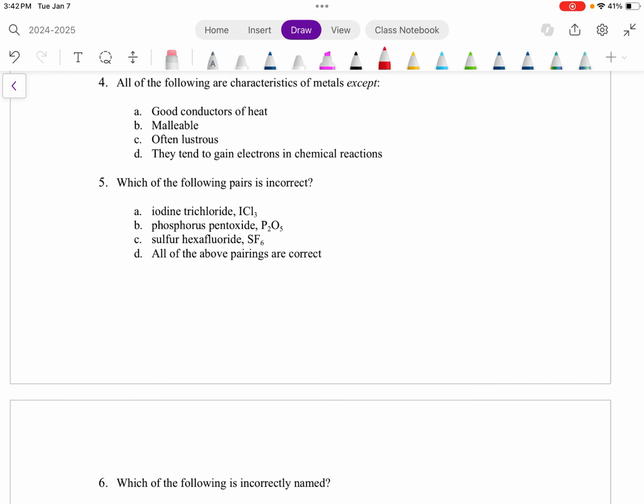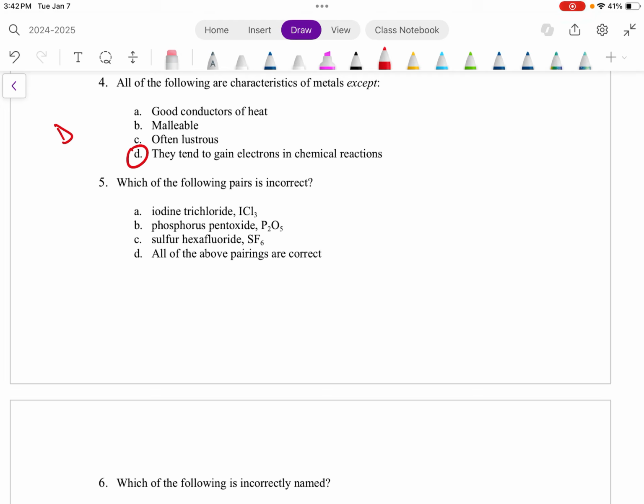All the following are characteristics of metals except, so metals tend to lose electrons, not gain. If you look at all the metals, they're going to be positively charged, loss of electrons, so D is the best answer for this one.